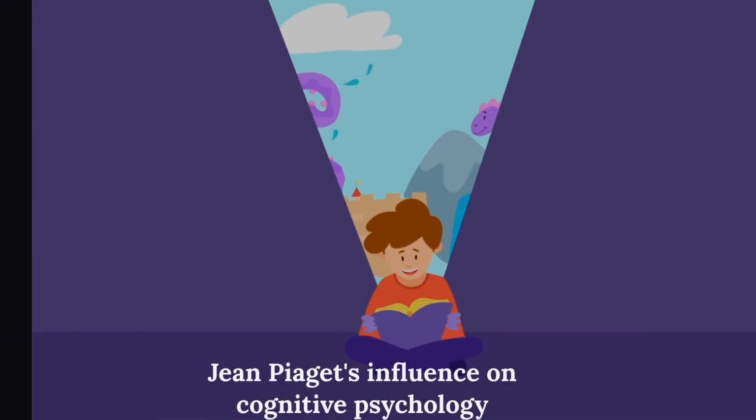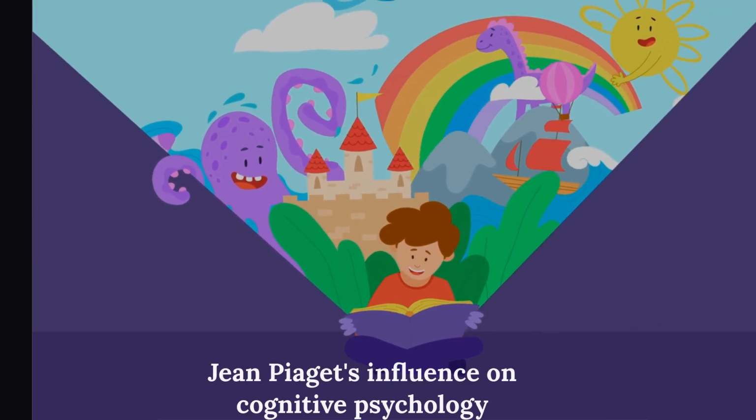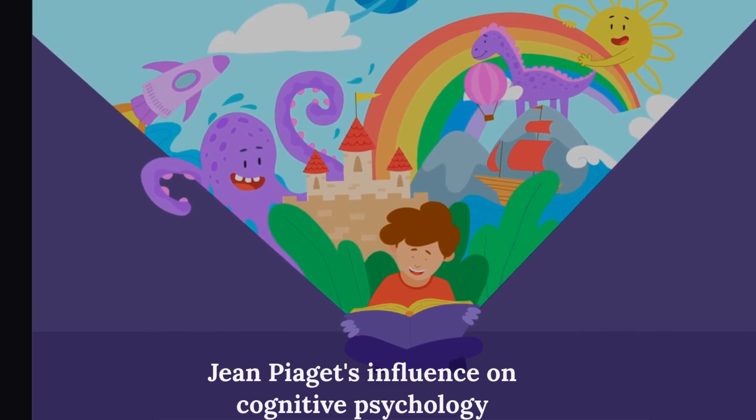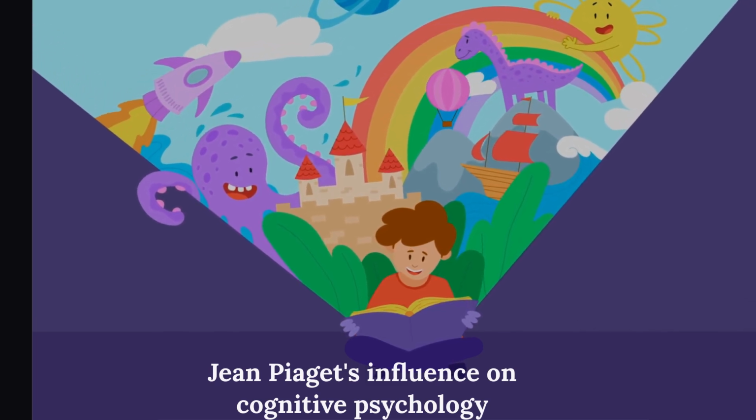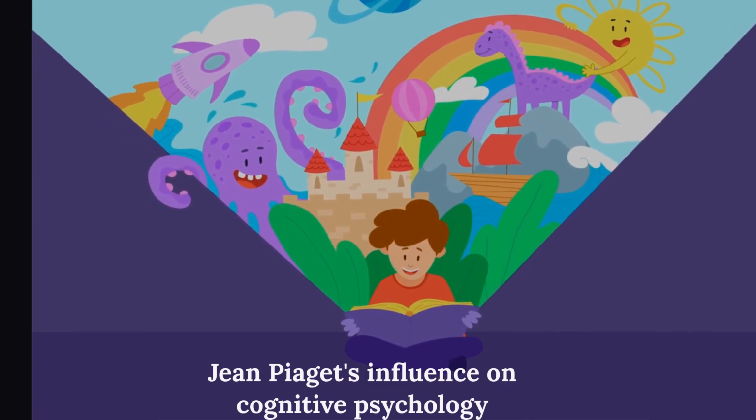Jean Piaget is a pioneer in cognitive development. He studied how children think and learn. Piaget proposed 4 developmental stages. His work showed children as active learners. It influenced modern cognitive psychology.